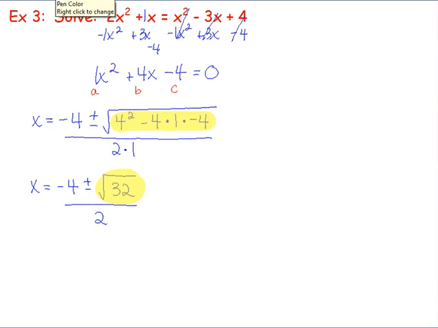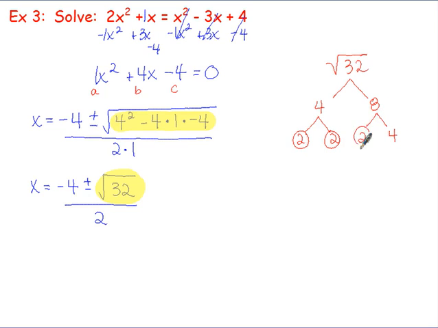I'm going to take my square root of 32, come over here, and make a factor tree like I've done several lessons. 32. Well, let's see. That's 4 times 8. Neither of those are prime. 4 is 2 times 2. Those are primes. Circle them. 8. 2 times 4. 2 is a prime. 4 is 2 times 2. Those are primes.